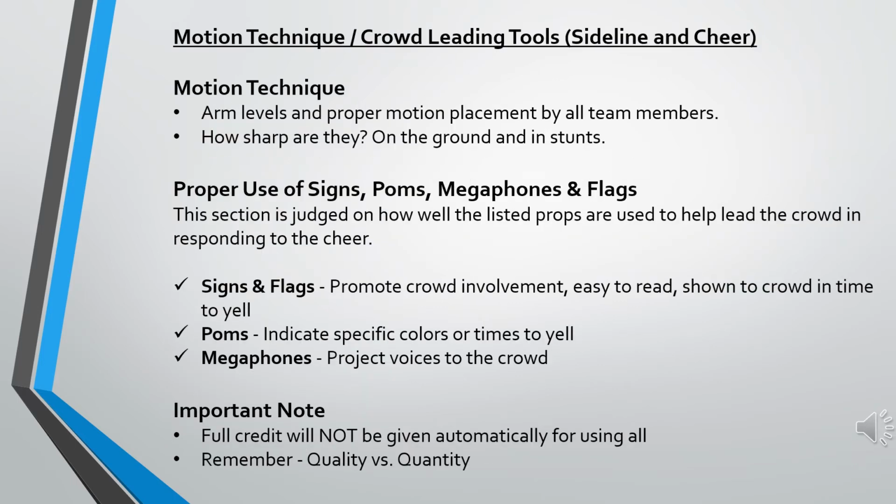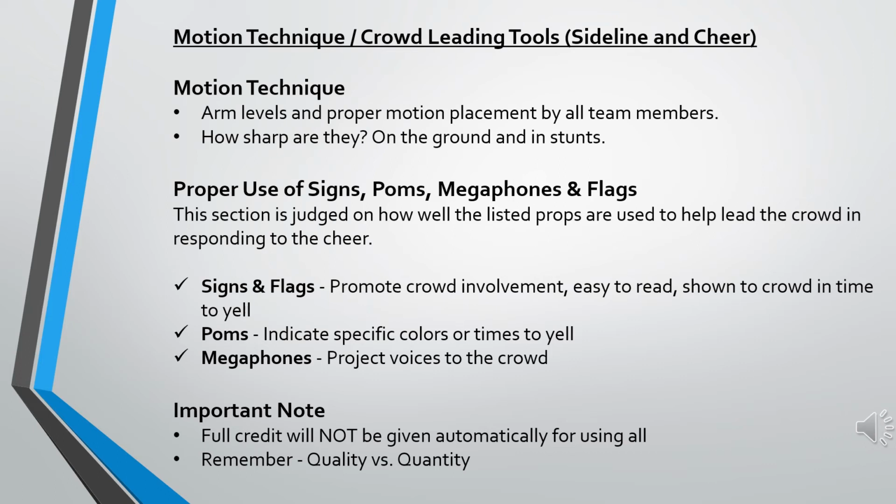Motion technique and crowd leading tools is going to be the next category on both the sideline and cheer sections of the score sheet. Motion technique is looking for exactly that. Is the arm placement and levels consistent amongst all athletes? Are they sharp? Are they in the proper placement? Now, judges are not looking to dictate whether or not a high V should be wide or closed, but if the team is using the same and consistent placement.